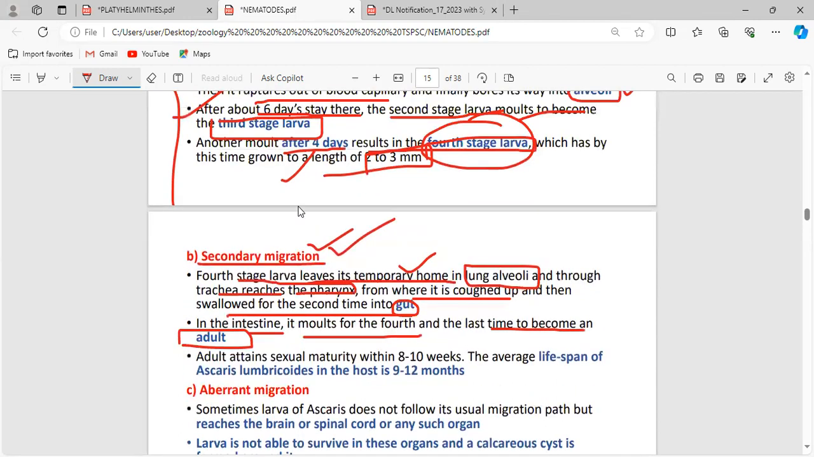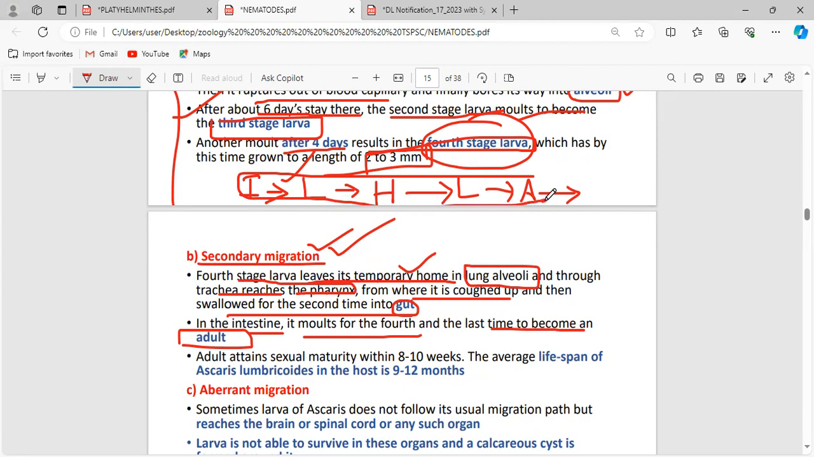In the intestine, it molts for the fourth and last time to become an adult. See, initially it was in the intestine, then in the liver through the hepatic portal vein. From the liver, it reaches the heart. From the heart, it reaches the lungs. From the lungs, it reaches the alveoli. And from the alveoli, this is up to the primary migration. Up to this, the fourth stage larva will be produced, and the end place where the primary migration ends is the alveoli.